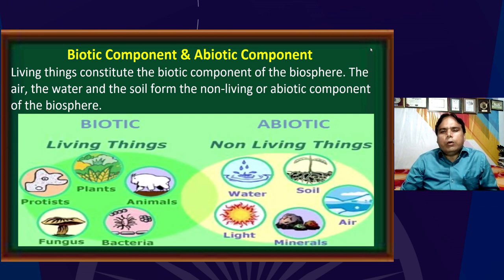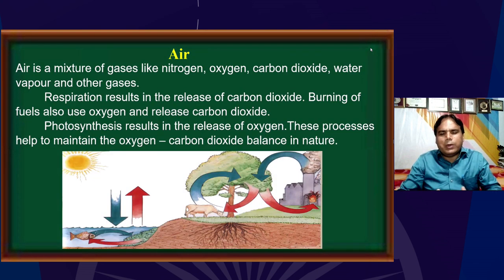On the other hand, on the biosphere there are the air, the water, and the soil. So these all constitute the non-living or abiotic component of the biosphere. So air, water, soil, mineral, or we can say the fossil fuel or sunlight. So these all are the abiotic components, means these all are non-living things. Let us discuss one by one.